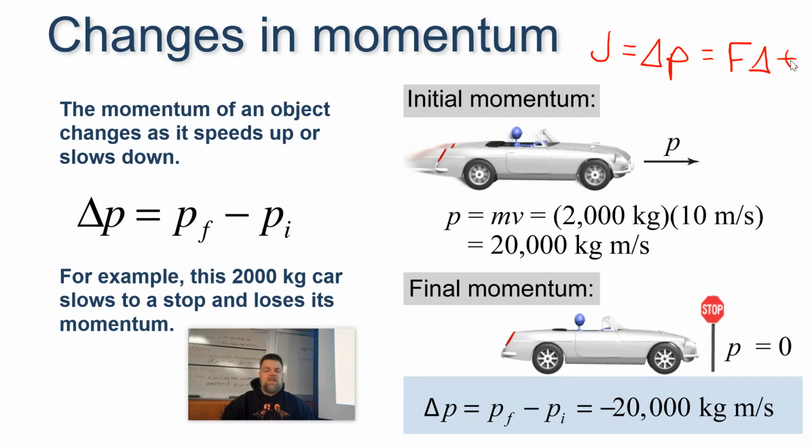So if you think of something very tiny that travels fast, like a bullet, bullets have a lot of velocity. They go pretty darn fast, but they don't have very much mass.